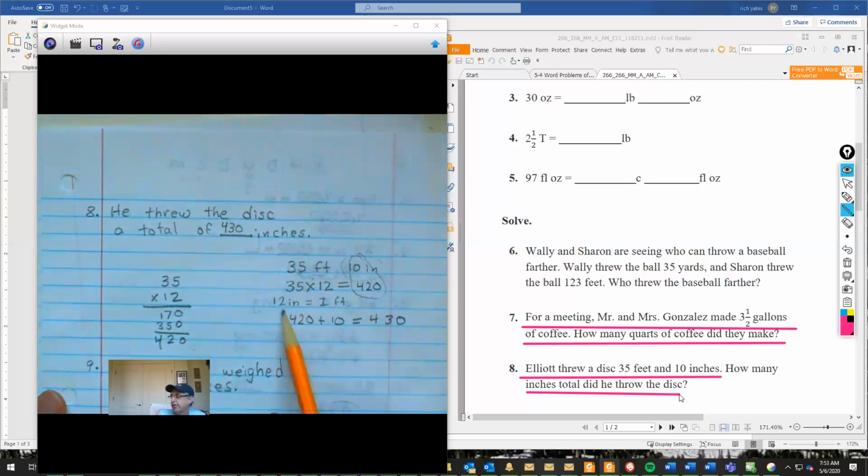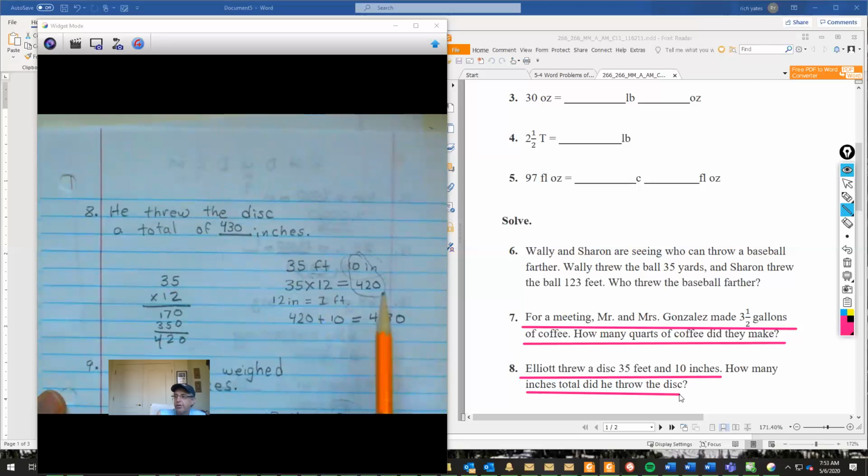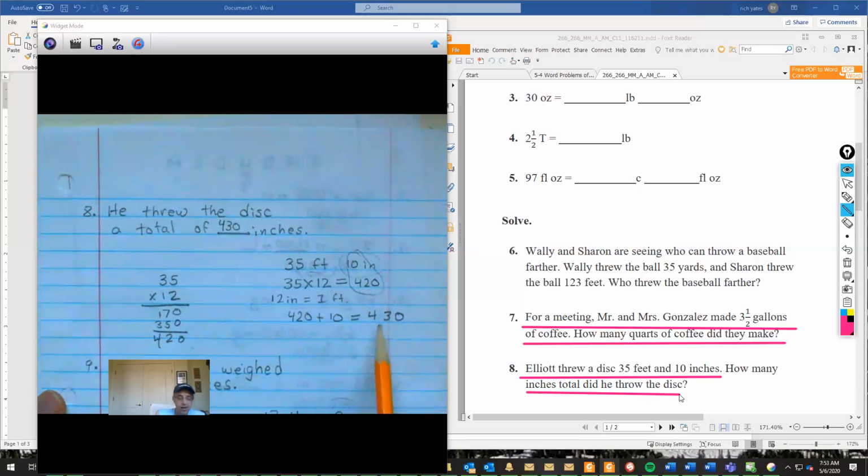I know that 12 inches equals 1 foot. So what I'm going to do is multiply 35 multiplied by 12. That's going to equal 420 inches. I'm going to add the 10 and the 420 together. 420 plus 10 will get me my total inches, which is 430 inches. I paid close attention to making sure I have the word inches in my answer sentence, and I write a complete answer sentence that says he threw the disc a total of 430 inches.